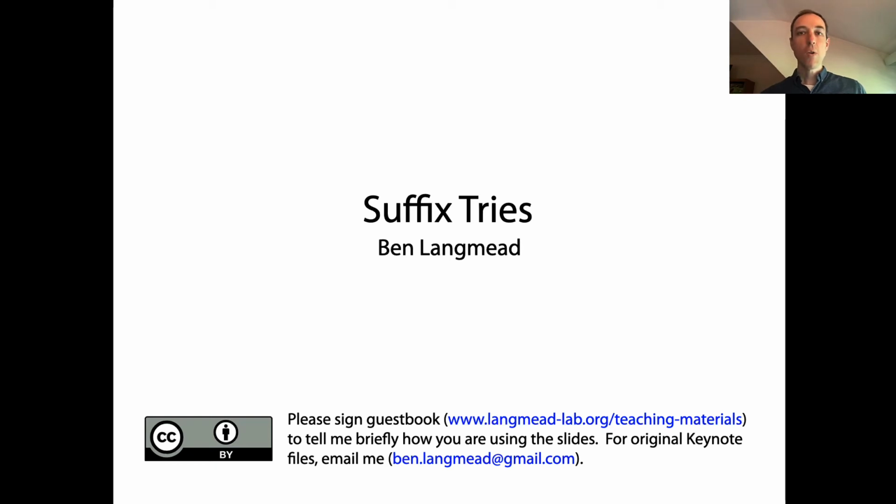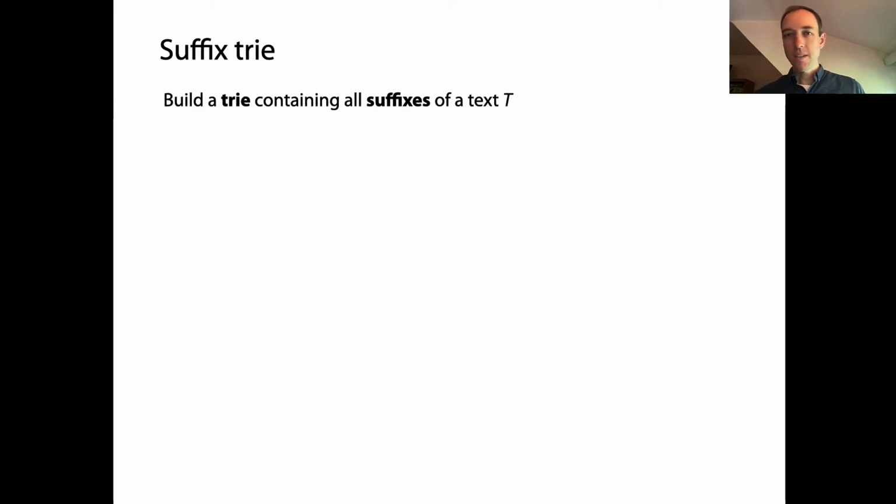So having seen tries, we're now ready to talk about suffix tries, which will be the first actual proposed suffix index data structure that we might want to use. Okay, so what's a suffix trie? Well, a suffix trie is a trie consisting of all the suffixes of a text T.